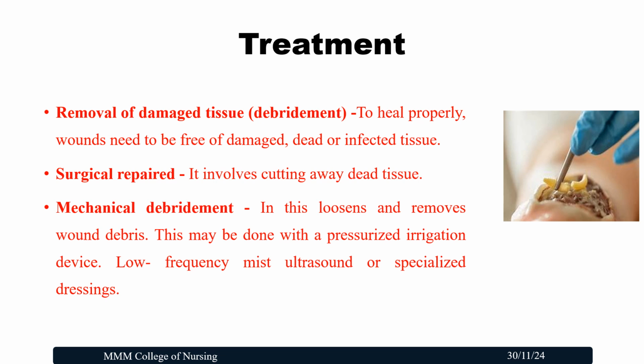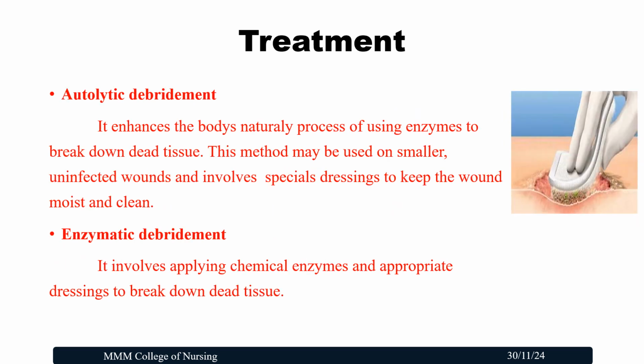Mechanical debridement loosens and removes the wound debris. This may be done with a pressurized irrigation device, and low frequency mist ultrasound or specialized dressings are needed for this procedure. Coming to autolytic debridement, it enhances the body's natural process of using enzymes to break down the dead tissues.